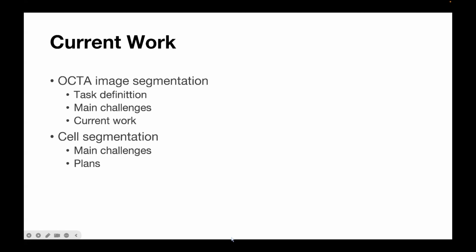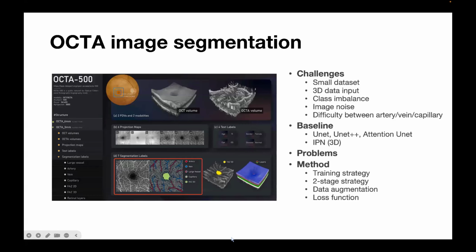Okay, now let's move to the second part. It's about the work I'm currently doing. It consists of two parts. The first one is about OCTA image segmentation. It's kind of a semantic segmentation. And the second part is cell segmentation. It's more instance segmentation.